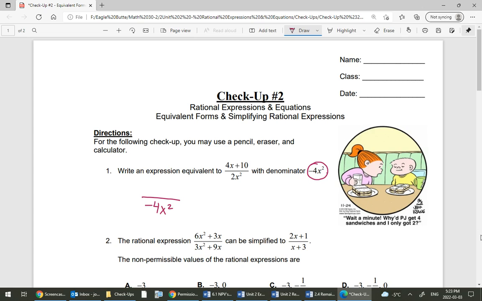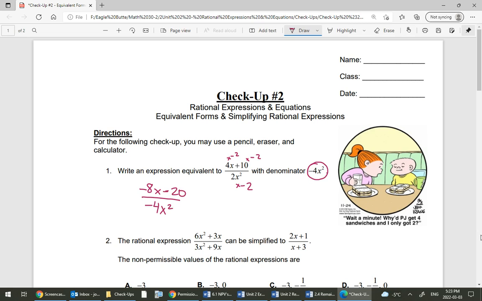So when we're doing that, the first thing we're going to do is look at the 2. So 2 times negative 2 is negative 4. So that means I'm multiplying by a negative 2. And the x squared has stayed the same. So that means every single term has been multiplied by negative 2. So 4 times negative 2 is negative 8, so we've got negative 8x. And 10 times negative 2 is negative 20.